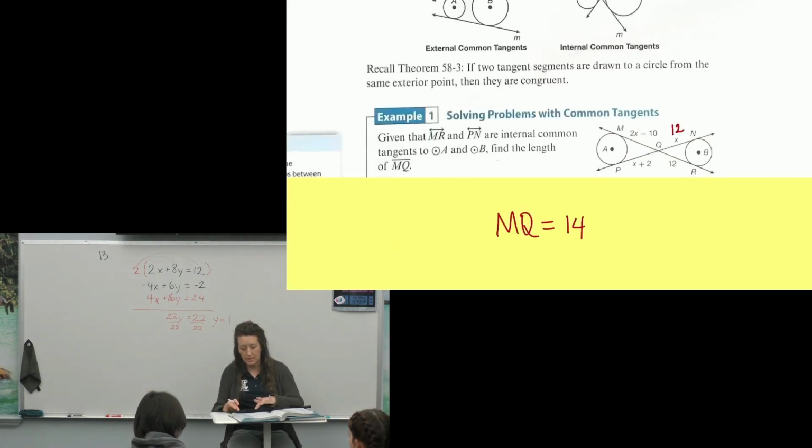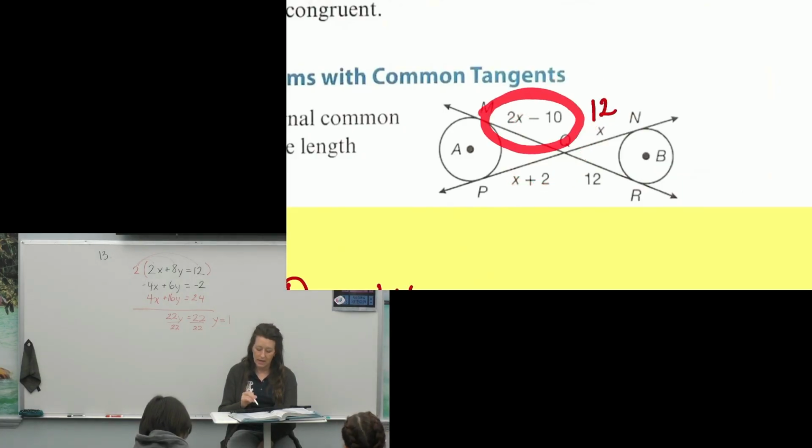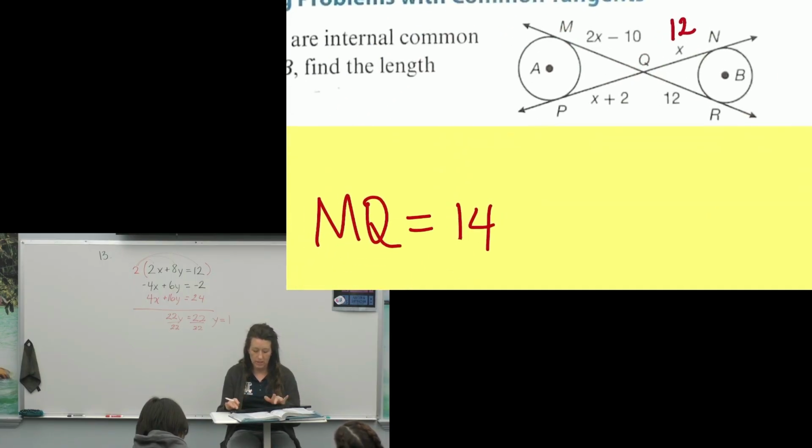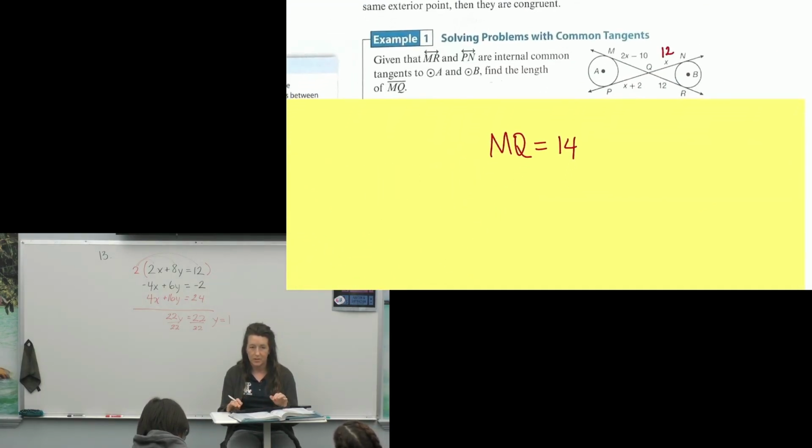Okay, does that make sense? These points, this is going to equal this right here. And this one is going to equal that, which is why we know that X is 12. So then we could just put that 12 in for that one or that one. Also fine. And then you get that MQ equals 14. Solve the problem. Okay? You okay with that?